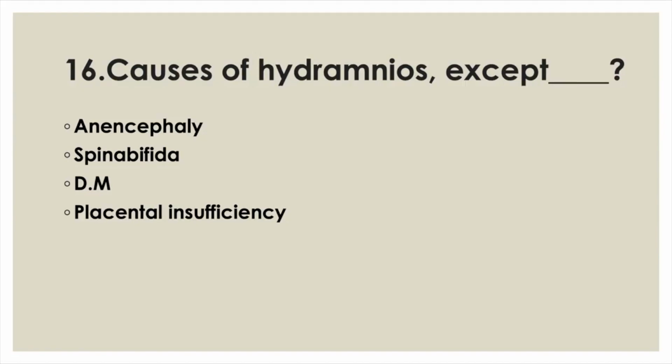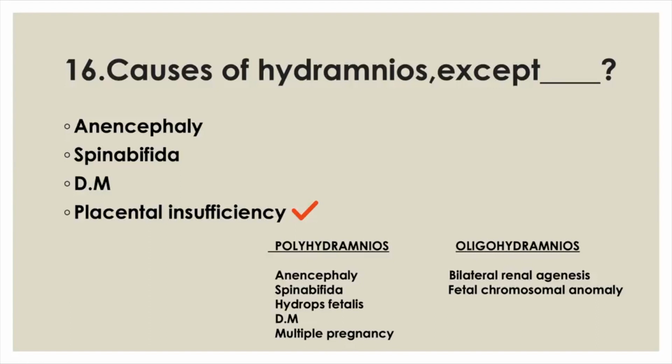Causes of hydramnios, except: option A, anencephaly. Option B, spina bifida. Option C, diabetes mellitus. Option D, placental insufficiency. Answer, option D, placental insufficiency. Causes of polyhydramnios: anencephaly, spina bifida, hydrops fetalis, diabetes mellitus, multiple pregnancy. Causes of oligohydramnios: bilateral renal agenesis and fetal chromosomal anomaly.